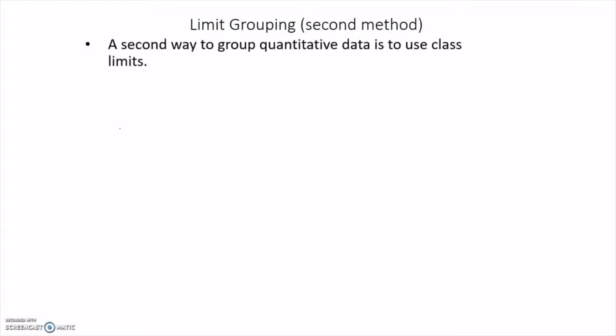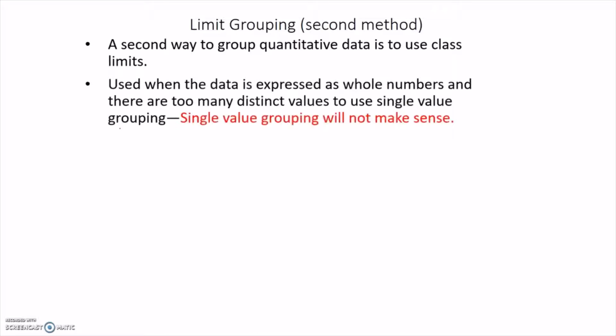Let's start. It's the second method of grouping for quantitative data, and what we do is use class limits, and that's why it's called limit grouping. When is this useful? This type of grouping is very useful when we have too many distinct values, so that single value grouping doesn't make sense. And each class consists of not a single value, but rather a range of values. I will explain these three bullets with the help of an example.